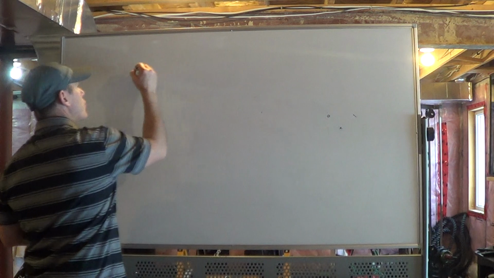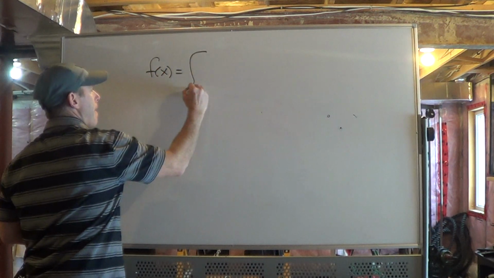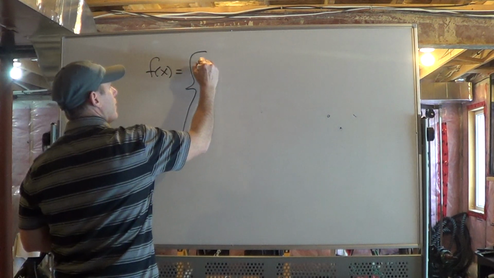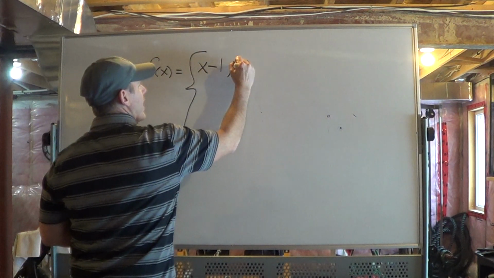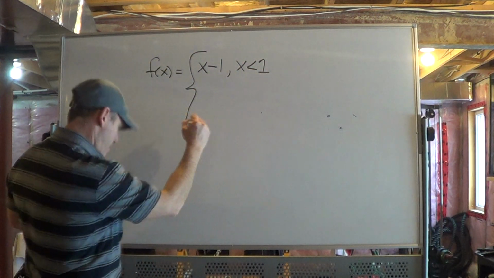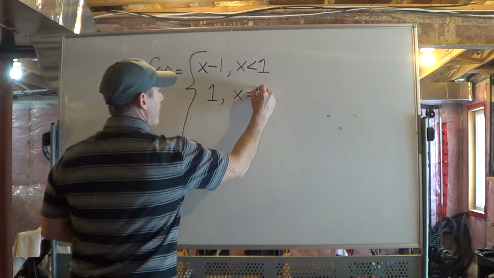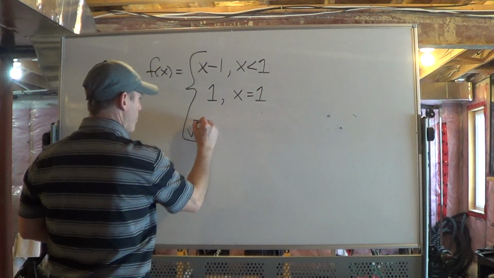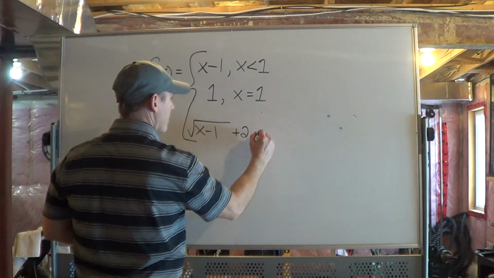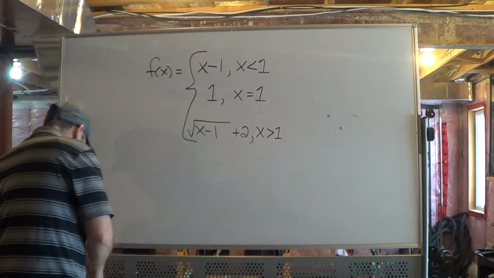All right, so here's our function that we're going to draw. f of x, a piecewise function. We have x minus 1 for x less than 1. We have 1 when x equals 1. And then I have the square root of x minus 1 plus 2. Well, that's where the 2 came from. And x is greater than 1.